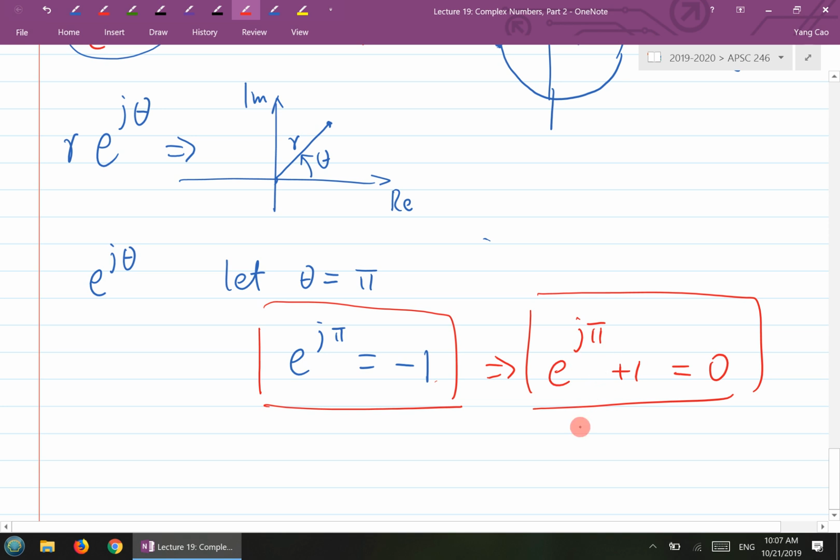Remember, what's the special part of E and pi? E and pi are what kind of constants? They're called irrational constants. Irrational constant basically means you cannot express this constant as a fraction of 2 integers. So that's why it is special. And J is also special, right? So this equation is one of the most elegant equations, realize it or not, in the history of mathematics.